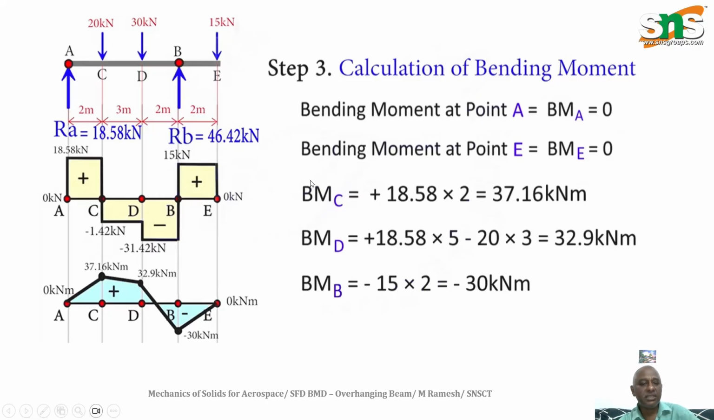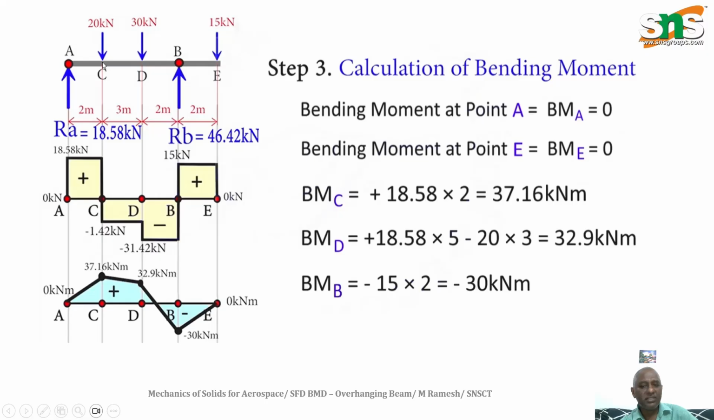Next we can move on to point C. At point C we draw this reference line. For the bending moment, the sign convention is that a vertical upward force will create the positive bending moment. So RA, I'm going to mark on the point at C. RA will move on to point C, so it is clockwise. An upward force will create the positive moment. So 18.58 into 2, that is equal to 37.16 kilonewton meter.